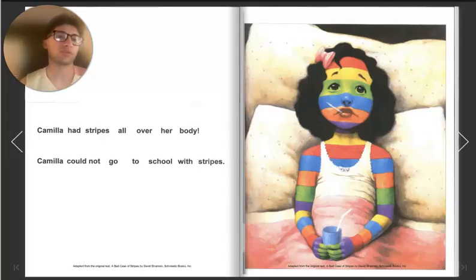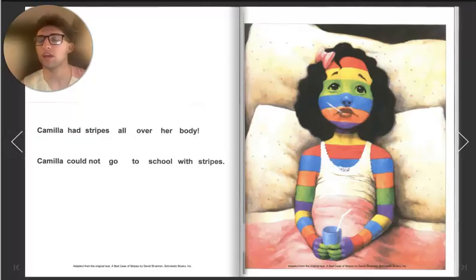Now we're going to introduce ourselves to the text. The text I picked is A Bad Case of Stripes. I think everybody read this as a kid, so I just wanted to try it. It depends on the classes I have, but today I'm doing third grade. Our book today is A Bad Case of Stripes by David Shannon. This is a work of fiction, made up, not real. The genre is fantasy because strange and impossible things happen.